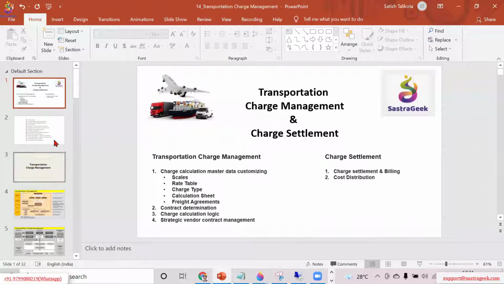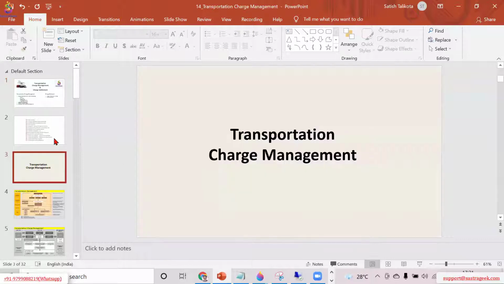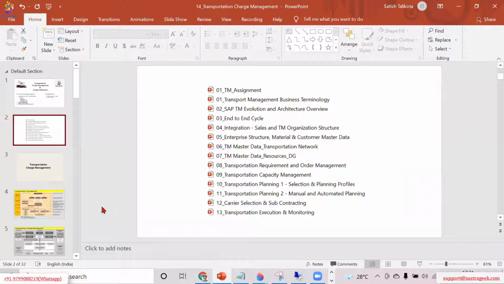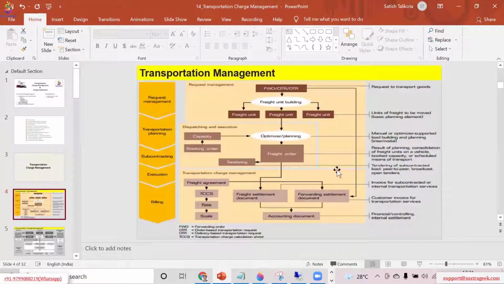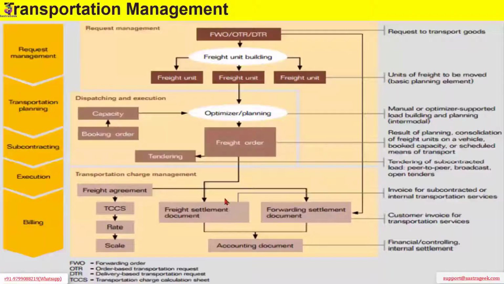Okay. So then, so far we have gone through these topics. Just a quick overview. So we are here, in this entire process of end-to-end transportation management with request management, freight units, and then freight order creation, and then we are into the charge management portion of it. And this is what we will discuss today. And this we will see in terms of settlement and processing tomorrow.